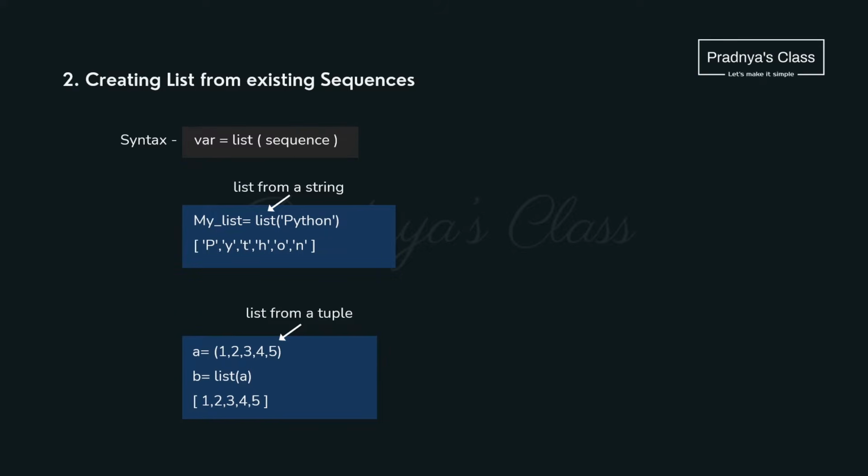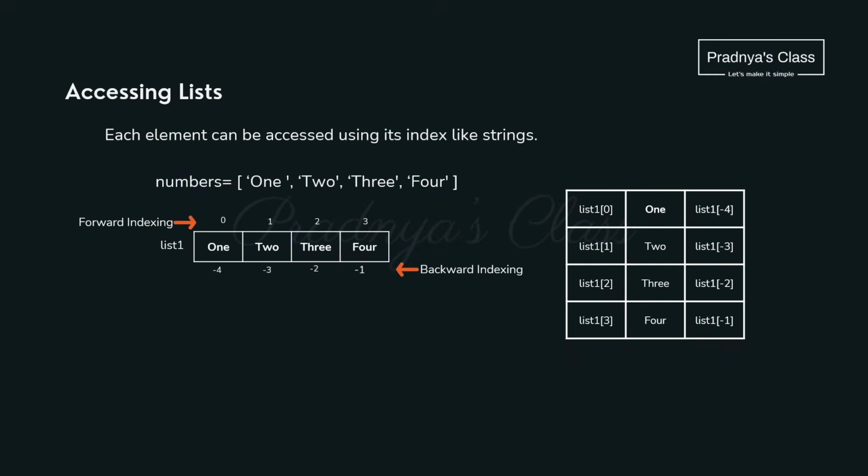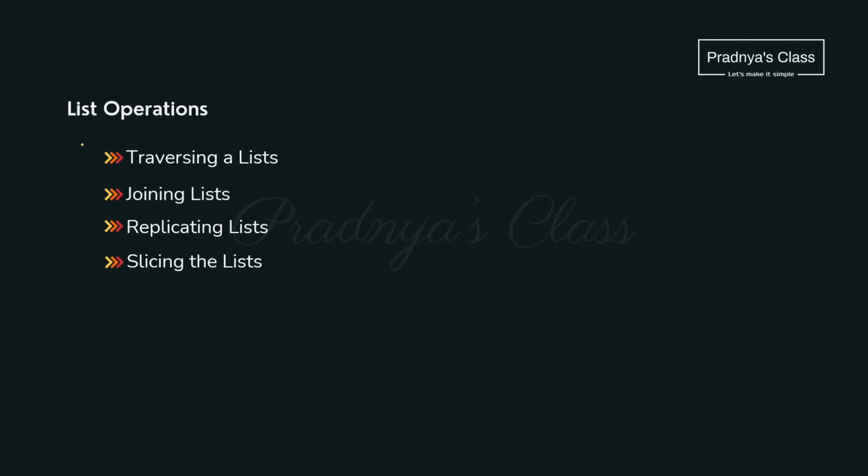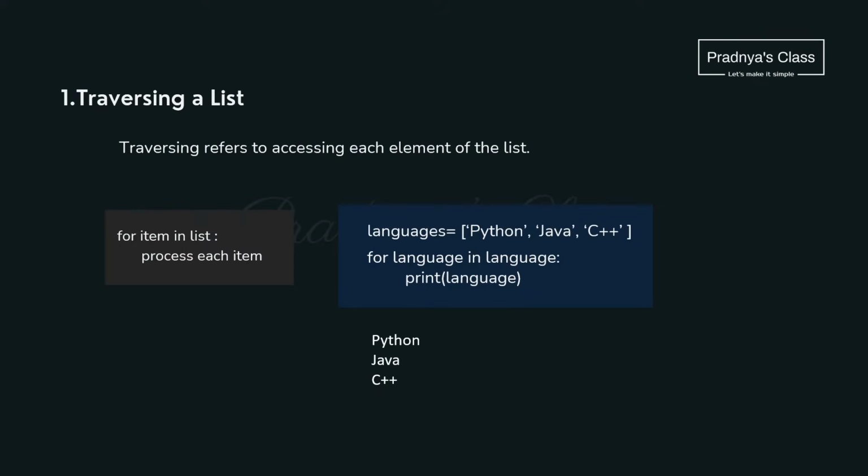Here are some examples in which we are demonstrating how to create the list from another sequence. If you wish to enter the elements of the list, use the eval function along with the input function. What about accessing the individual elements of the list? It is exactly the same as string because we use index. Here are the basic operations that we will be performing on list. Traversing the elements of the list is the same as string. Here we will iterate over the elements of the list.